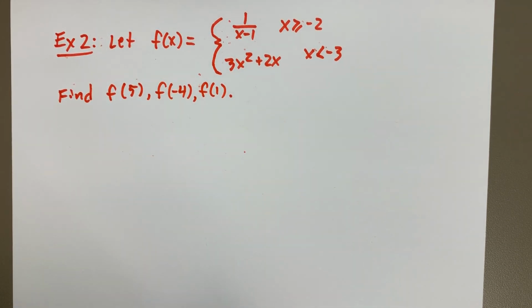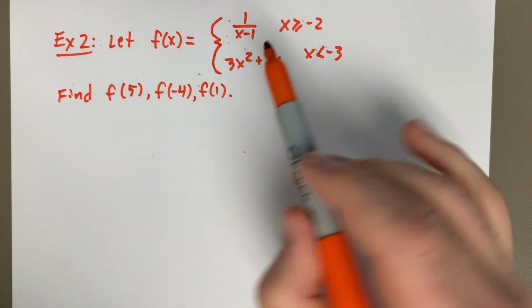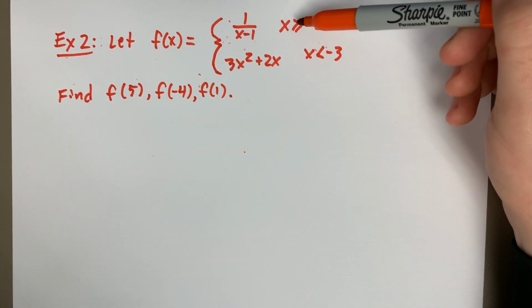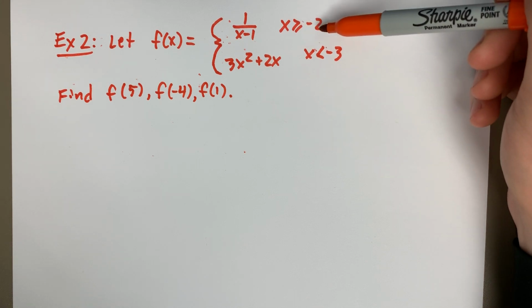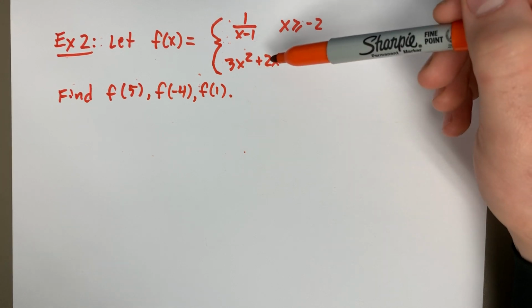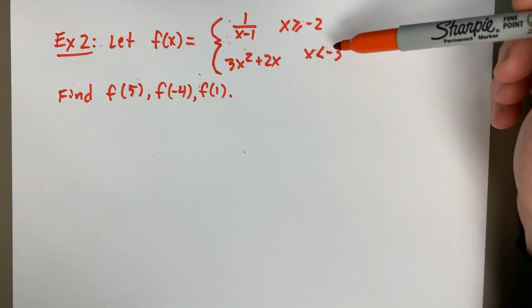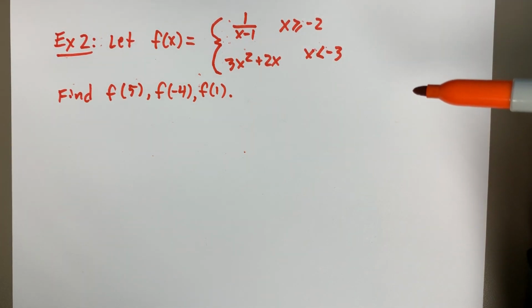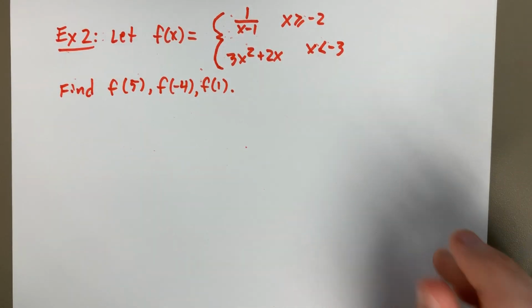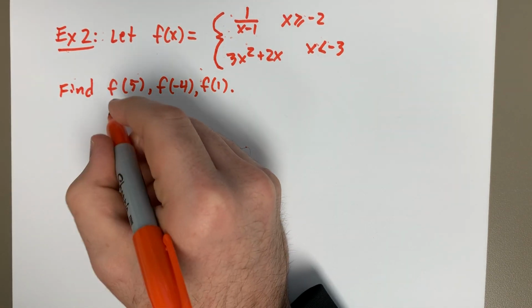All right, moving on to example number 2. We're using piecewise functions, and we're trying to evaluate points using piecewise functions. Here we're looking at a function f of x, and this is equal to 1 over x minus 1 whenever our input is greater than or equal to minus 2. In the second case, we have 3x squared plus 2x whenever our input is less than minus 3. We're asked to find f of 5, f of minus 4, and f of 1.